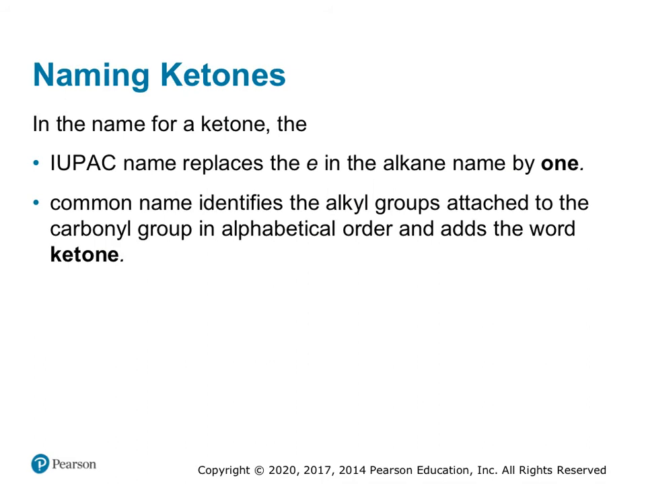In a ketone, remember the carbonyl group is in the center of the carbon chain, and so we change the E in the alkane ending to ONE for the ketone. And if we have a common name, we identify the alkyl groups on either side of the carbonyl group and then add the word ketone. So we can use the IUPAC name or the common name.